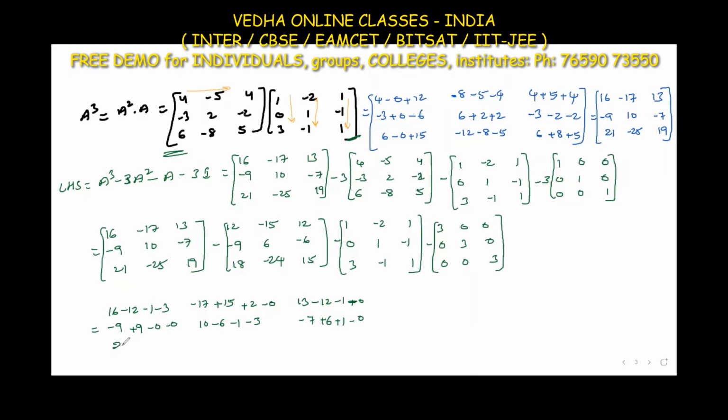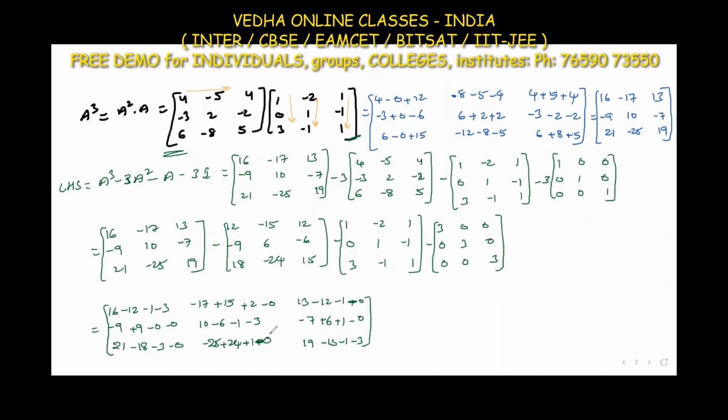Next, last row, first element: 21 and minus 18 minus 3 minus 0. Next element minus 25 plus 24 plus 1 plus 0 minus 0. So next here 19 minus 15 minus 1 minus 3 minus 3.